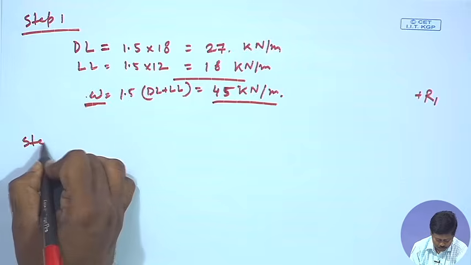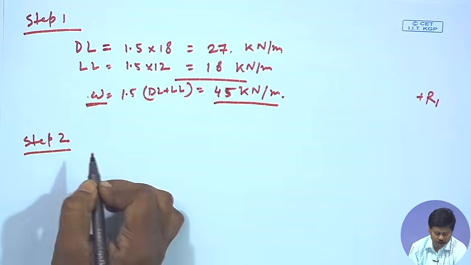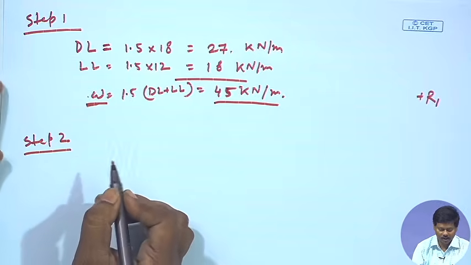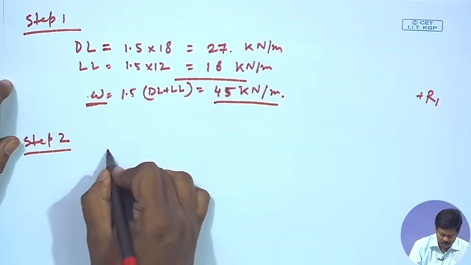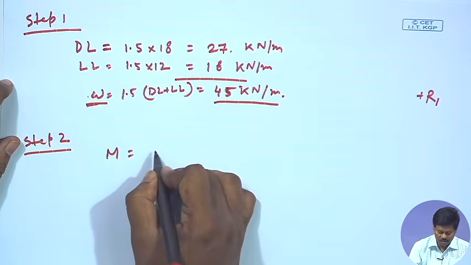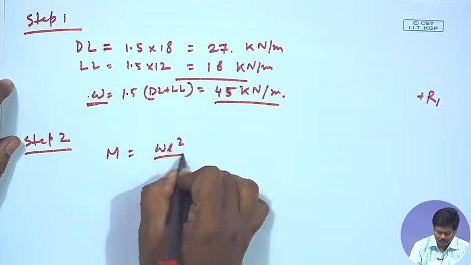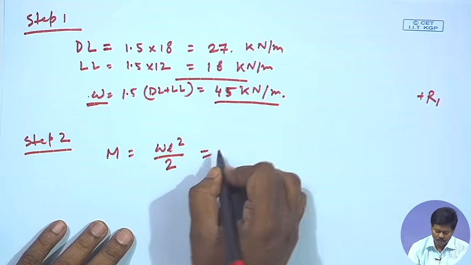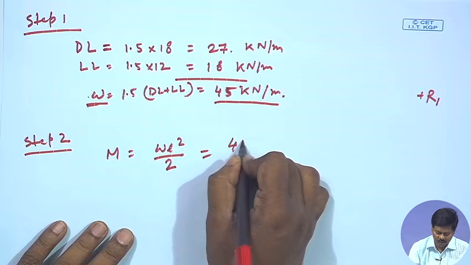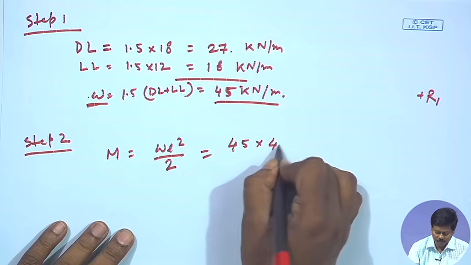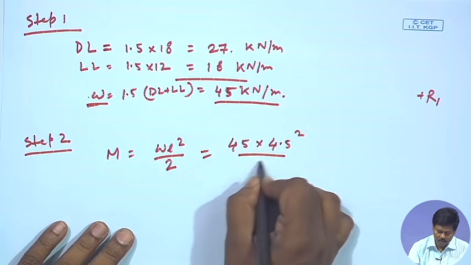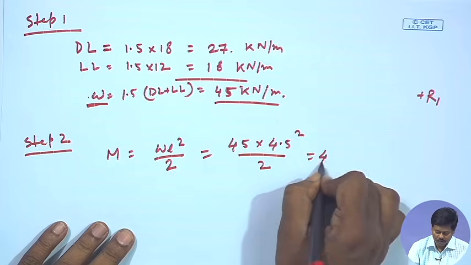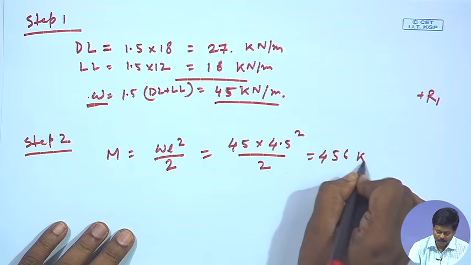Now, we will go to step 2. In step 2 we can find out the maximum bending moment as WL square by 2 for cantilever beam. Maximum bending moment will be at the support. So, W is 45, L is 4.5 by 2. So, that is becoming 456 kilonewton.